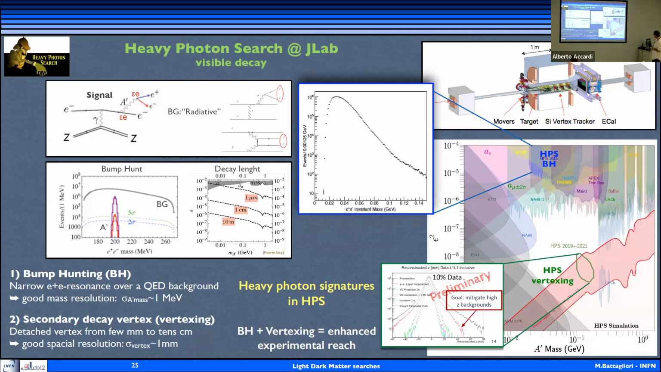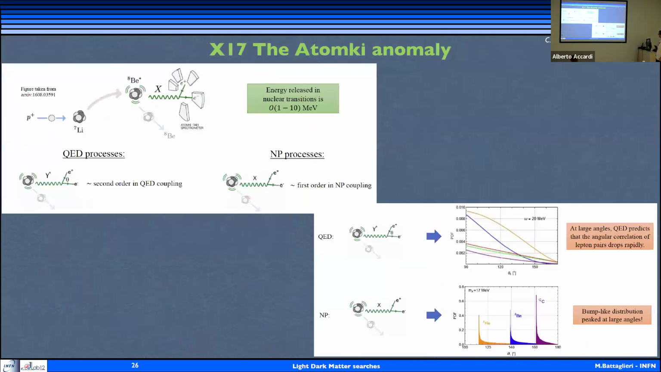HPS is able to cover a region that is very, very difficult to reach just by brute force, increasing the time of your experiment in a standard bump hunting approach. Simply because you gain sensitivity by the fact that your background is lower, you have less variation of your background, so you have increased your sensitivity to a possible peak over a smooth background. Okay? This is an experiment that's still running at JLab.